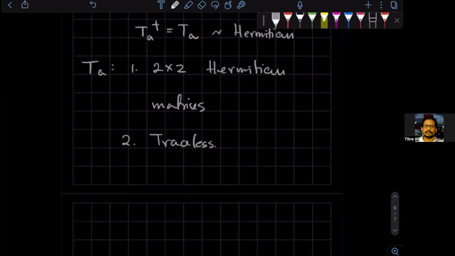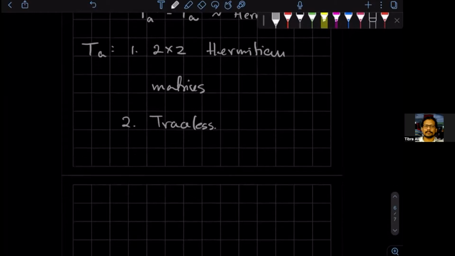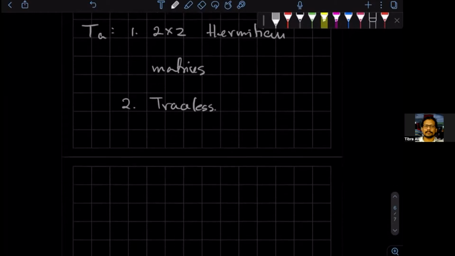There are essentially only three matrices like this. There are only three, and you can prove that, right? If you impose these conditions, Hermiticity and tracelessness, then you can show there are only three matrices, and these three matrices are a convenient choice of the Pauli matrices.